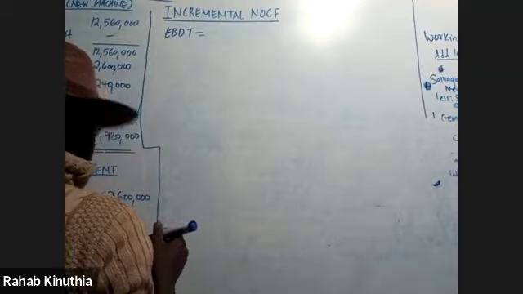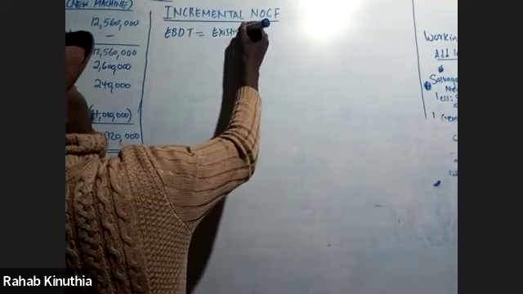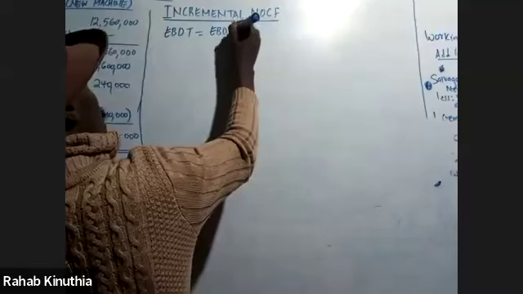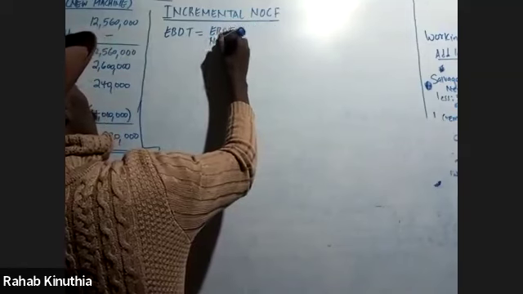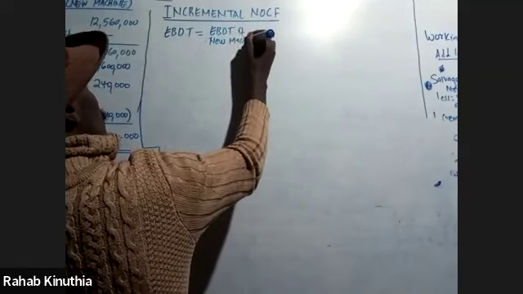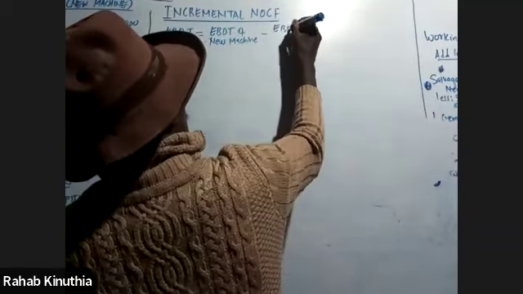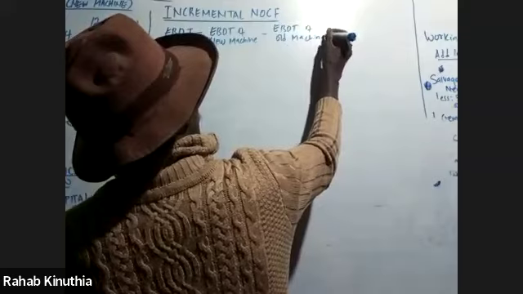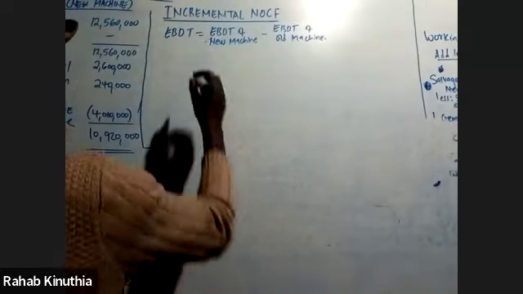And then we have new and existing. So this one will be equal to EBITDA of new machine minus EBITDA of old machine. So unafaa ujue hiyo. So you need to know that one. So new minus old.